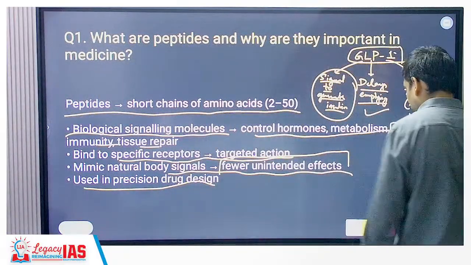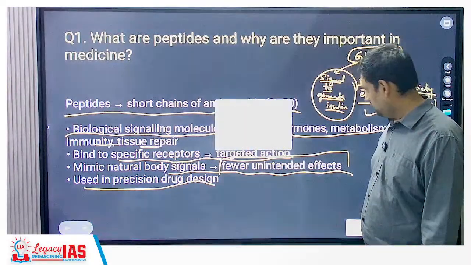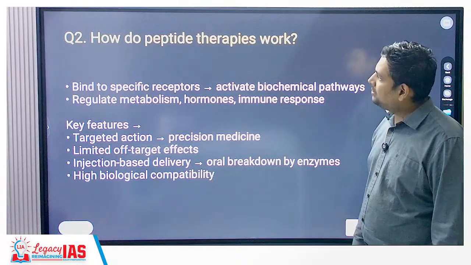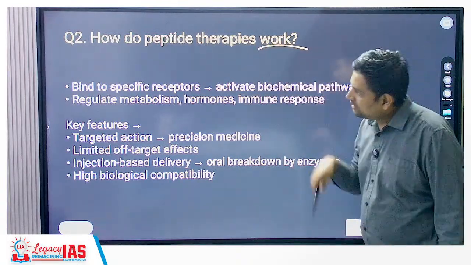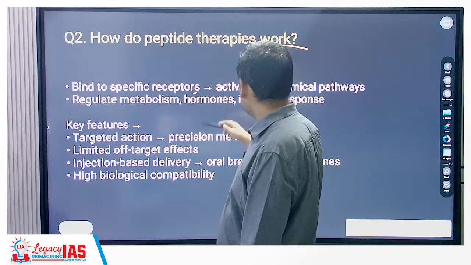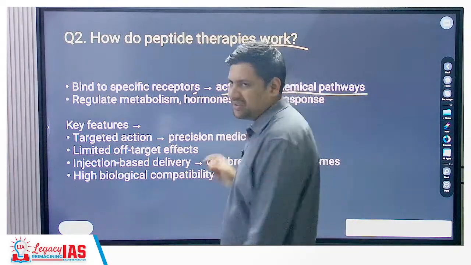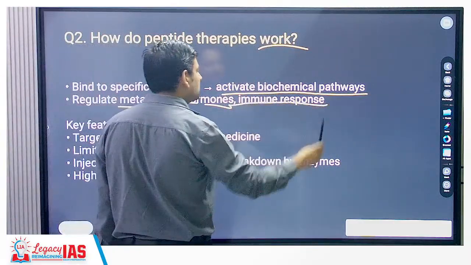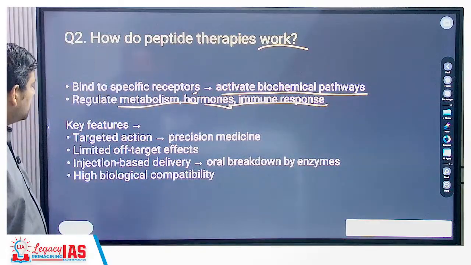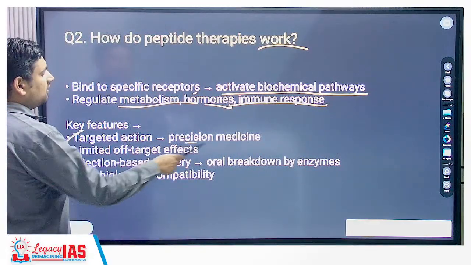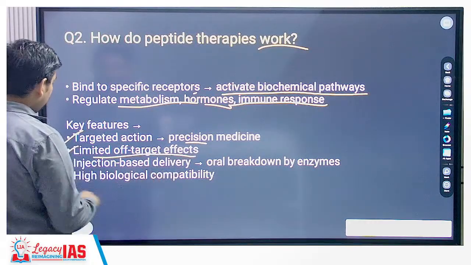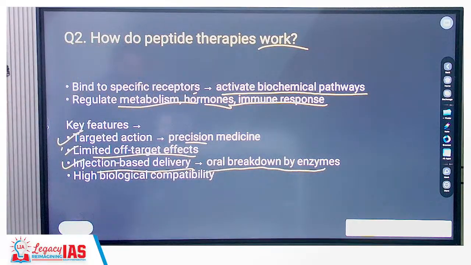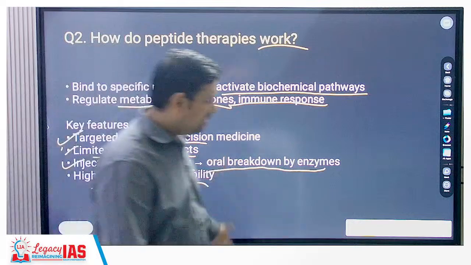Now next thing, how do peptide therapies work? So basically they bind to specific receptors, activate biochemical pathways, as I explained to you for GLP-1, regulate metabolism, hormones, immune response, etc. Now key features are what? So targeted action for precision medicine, limited off target effects, injection based delivery, oral breakdown by enzymes, correct? Now last is high biological compatibility, similar points.